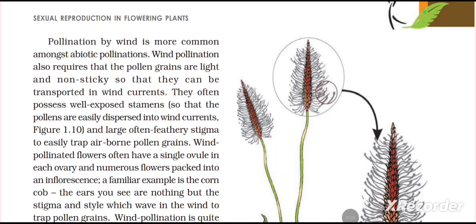Pollination by wind is more common amongst abiotic pollinations. Wind pollination also requires that the pollen grains are light and non-sticky so that they can be transported in wind currents. They often possess well-exposed stamens so that the pollens are easily dispersed into wind currents. Figure 1.10. And large, often feathery stigma to easily trap airborne pollen grains.